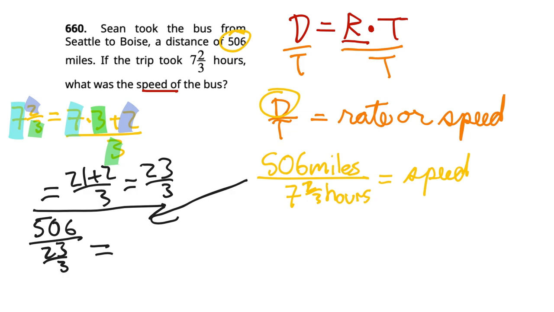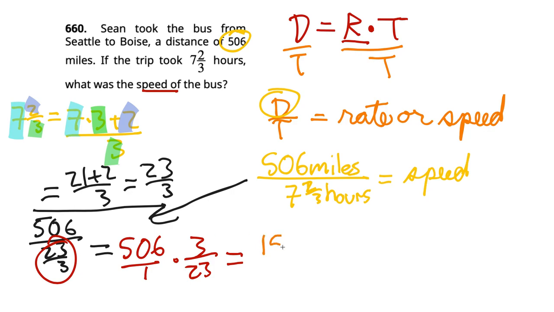Here's the funky monkey thing I'm going to do. Dividing by 23/3 is like multiplying by the reciprocal. So it's like 506 over 1 times 3 over 23. I know. You thought this couldn't get any crazier. Now you really wish you had a calculator. But we're going to do 3 times 506, which is 1518, all divided by 23.